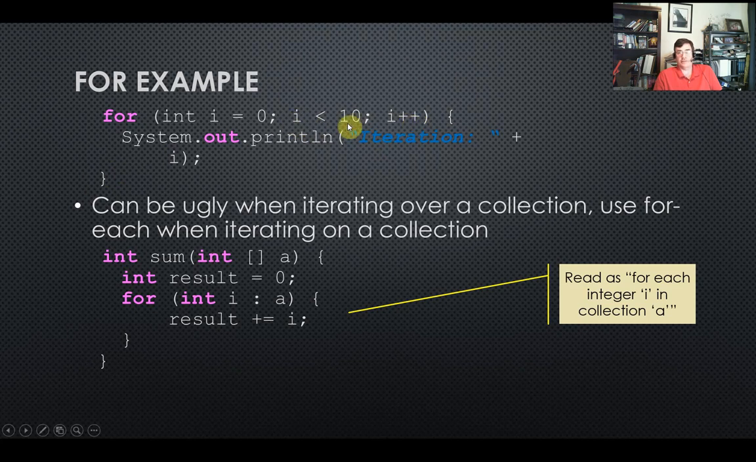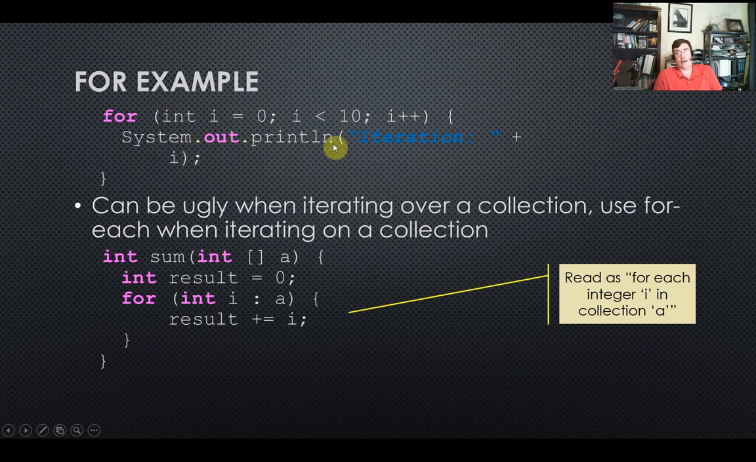Then at the beginning of our second iteration, we check the termination expression. Is i less than 10? Yes, it is. 1 is less than 10. So we're going to print out iteration: 1. Then we go to our increment expression. i is now 2. 2 is less than 10, so we'll print out iteration: 2. And we'll keep doing that over and over again.